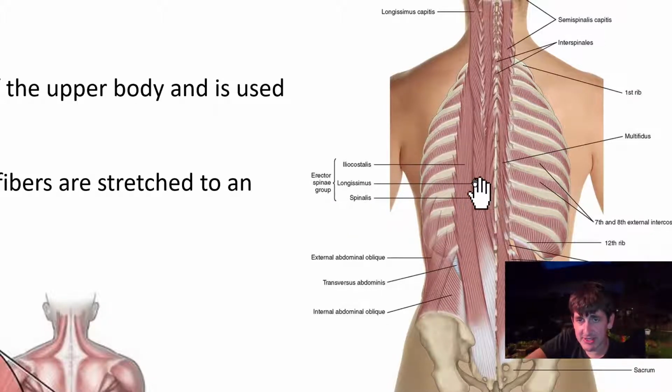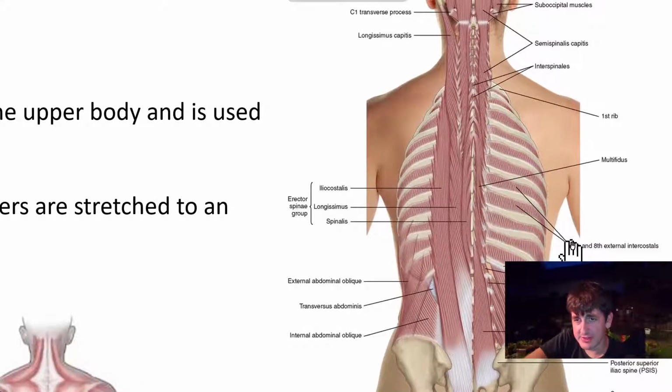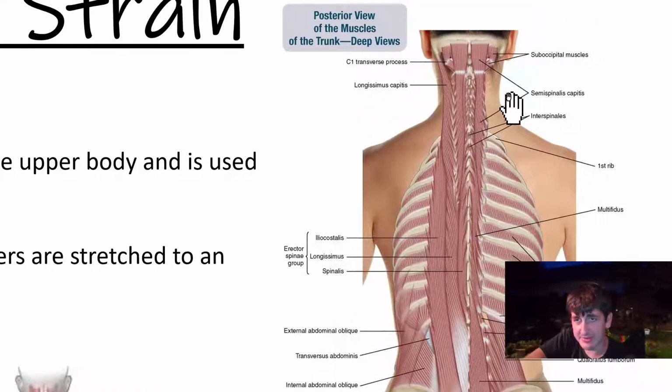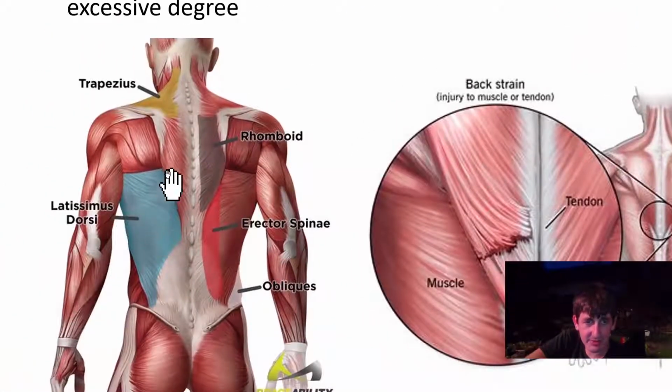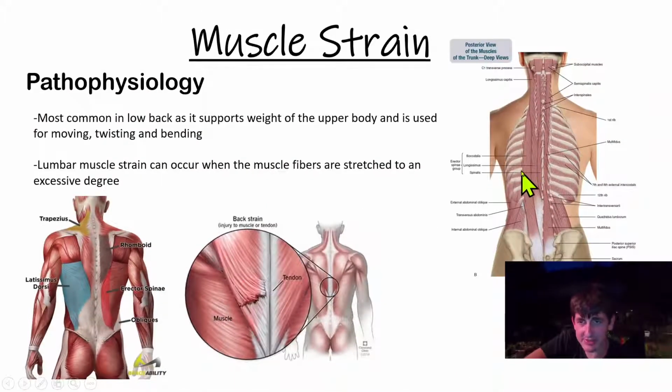Iliocostalis, longissimus, and spinalis muscles. You can see just all these. I mean, there's a lot, and it can get kind of complicated looking at all these. These are some more basic pictures here. Erector spinae, this one has the 3 different muscles in it.